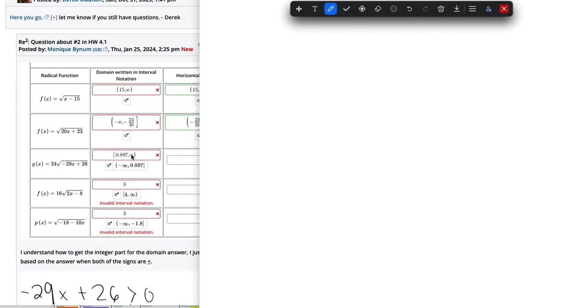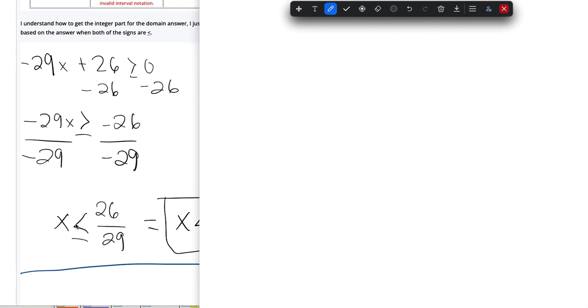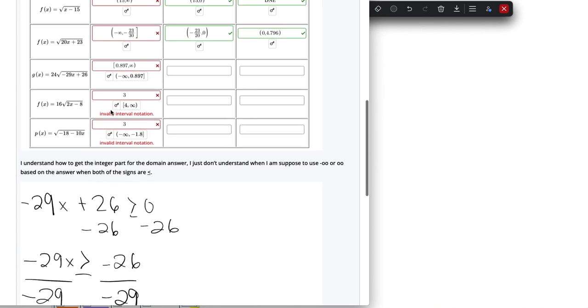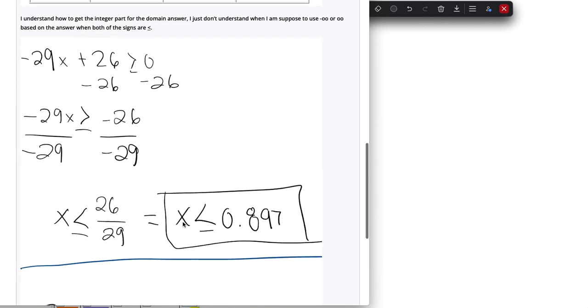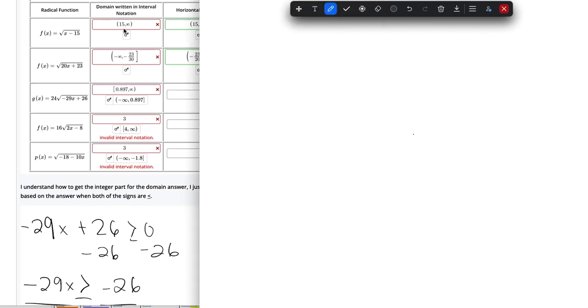Hey Monique, I think where you're having trouble, because this is exactly right, you remember to flip it when you divide by a negative. So this is totally the right answer. I think where you're having trouble is getting from this form into that form. So let me show you a little bit with that.